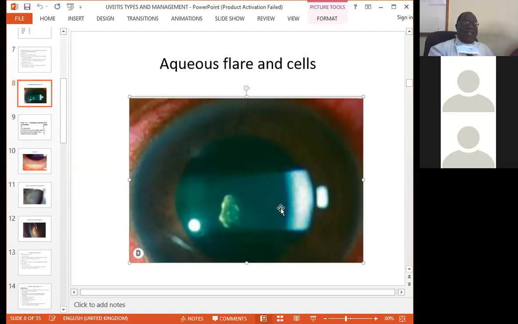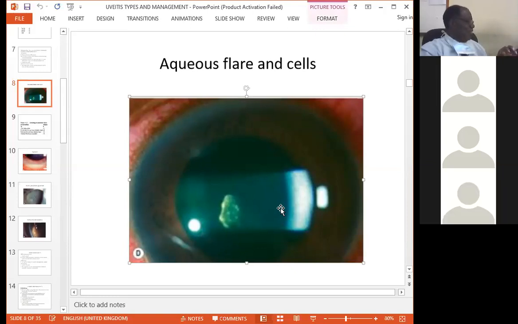Cells in the aqueous give a flare, because light is striking onto individual particles of the aqueous. That's what we refer to as aqueous flare and cells. So if you have a lot of cells there, as you shine your light through the cornea, you will see a tingling sense, because you are hitting the cells which are floating within the aqueous. This is the pupil margin.